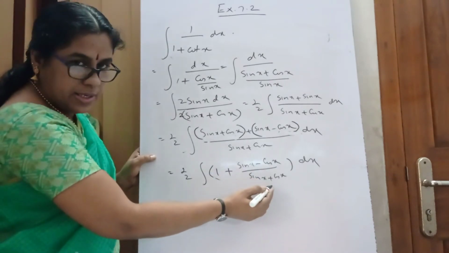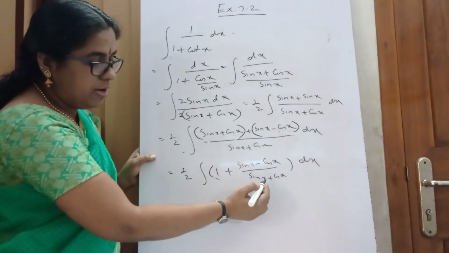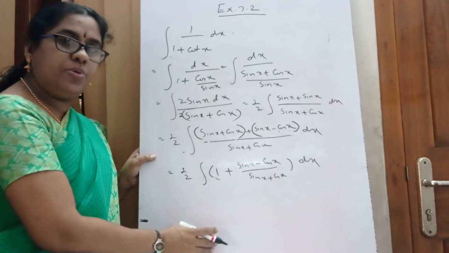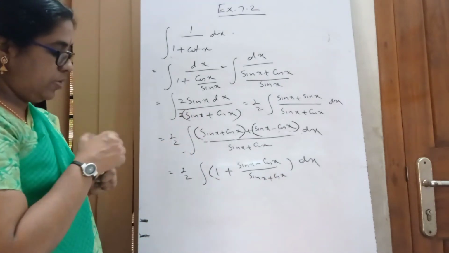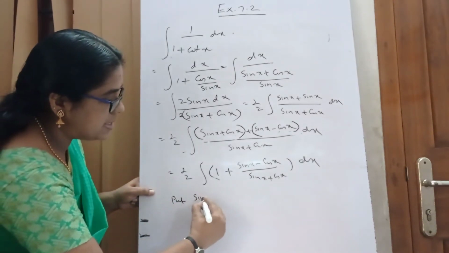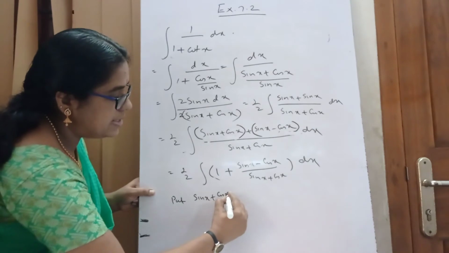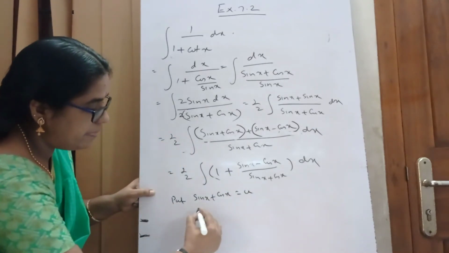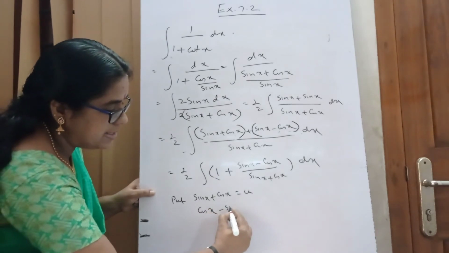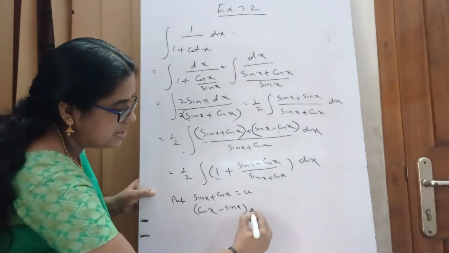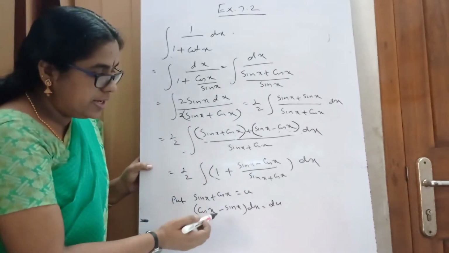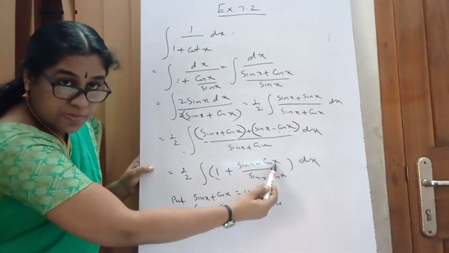For evaluating this, we have to put the denominator equal to u. Put sin x plus cos x is equal to u. Then we can find the answer. What is the derivative of sin x? Cos x. Then what is the derivative of cos x? Minus sin x into dx is equal to du.